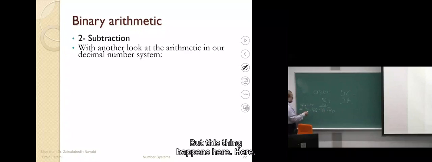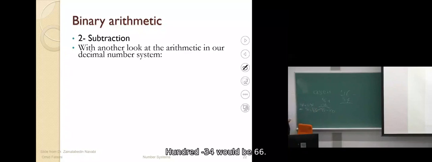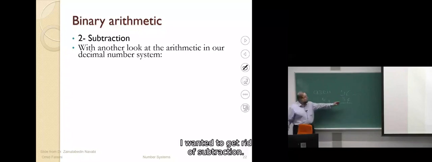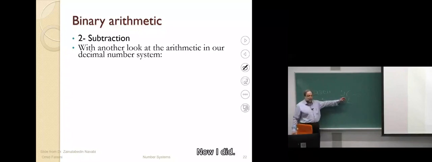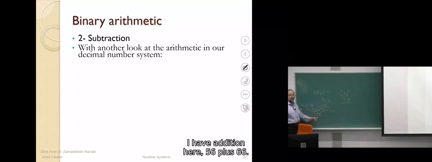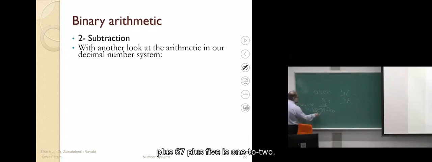But this thing happens here. Here, 100 minus 34 becomes a positive number. How much would it be? 100 minus 34 would be 66. Now I can add 56 to 66, which I know, addition. I wanted to get rid of subtraction. Now I did. I have addition here. 56 plus 66. I can calculate addition. 6 plus 6 is 12. 1 plus 6, 7, plus 5 is 122.